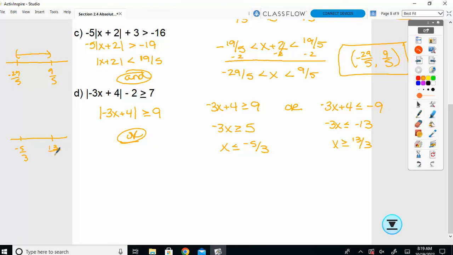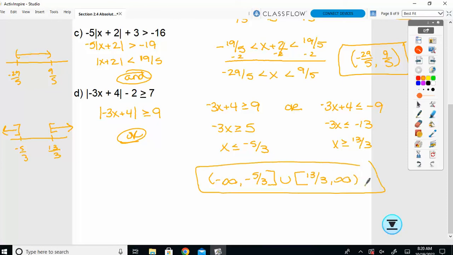So again, number line optional. It was an "or", so we expect these to be going in two separate directions. Less than or equal to, so equal to means bracket, the -5/3, greater than or equal to 13/3. So it would be negative infinity to negative 5/3, bracket, union, bracket, 13/3 to infinity. Any questions there?